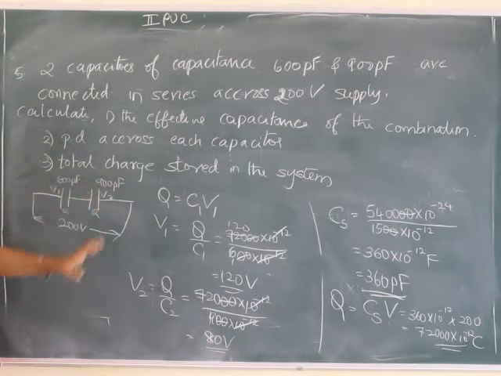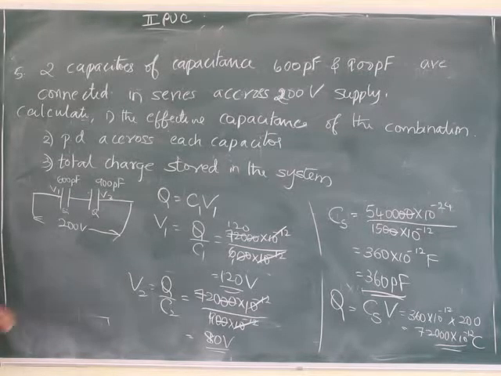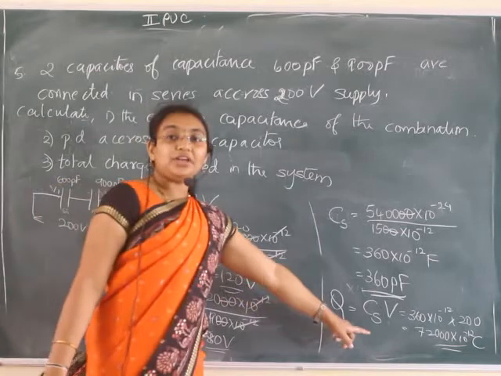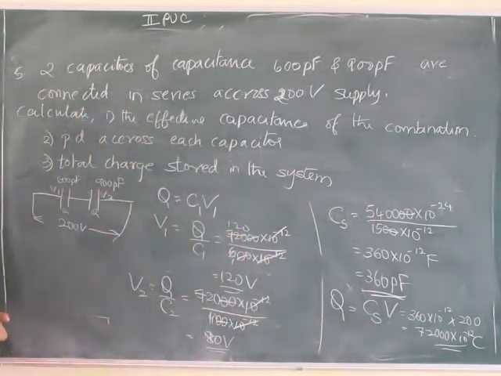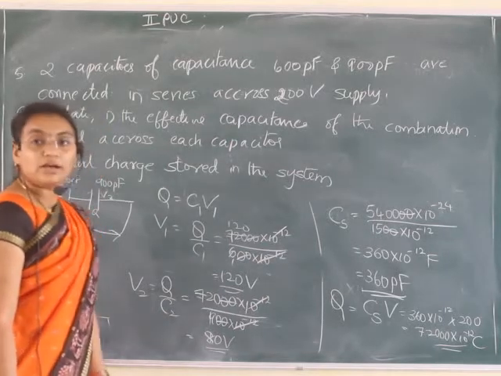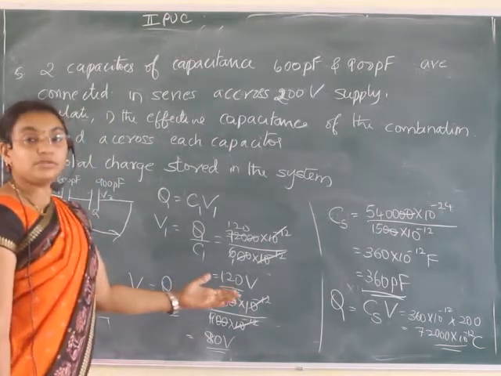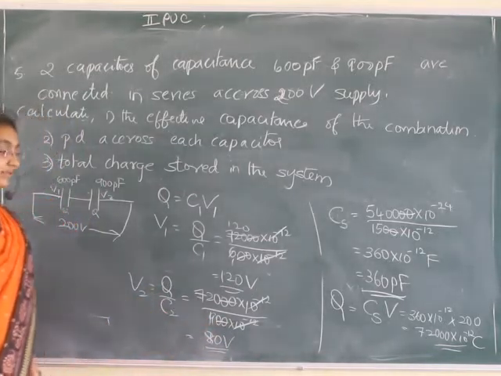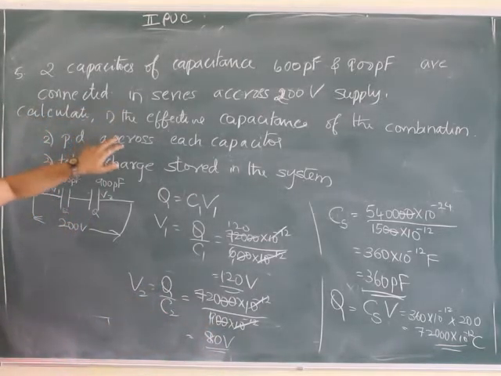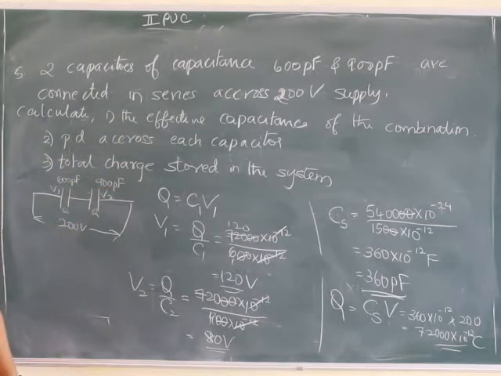Last one, total charge stored in the system. Total charge is nothing but what? Already did. Q is nothing but the total charge, that is 72,000 into 10 to the power minus 12 coulomb is the total charge stored, or 72 nano coulomb. Either 72,000 pico coulomb or 72 nano coulomb, correct? So all three questions are solved.